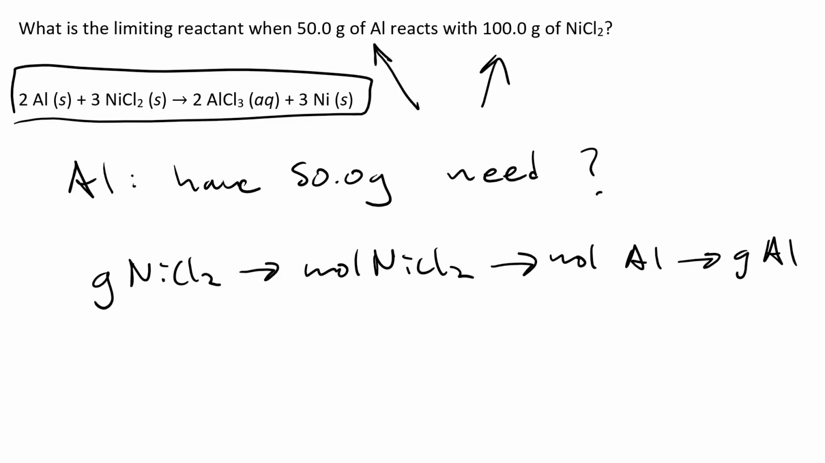So here's a map of the stoichiometric calculation I'm going to do. I'm going to start with my 100 grams of nickel(II) chloride. I'm going to use the molar mass to convert it to moles of nickel(II) chloride. I'll use a mole ratio to get to moles of aluminum, and then I'll use the molar mass of aluminum to get to grams of aluminum.